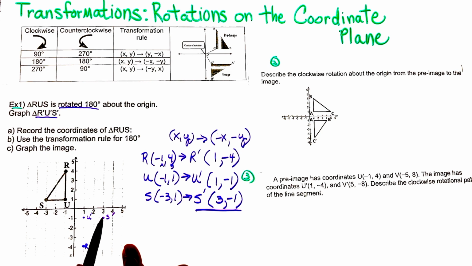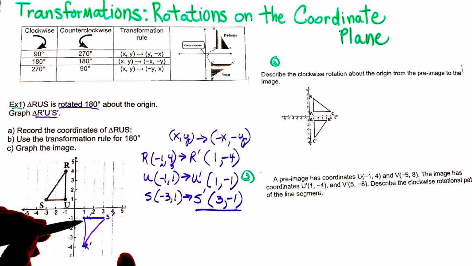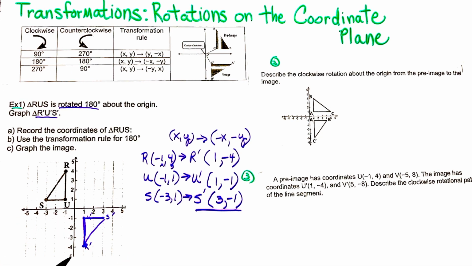I am going to connect those 3 points. Sorry about not drawing that line very straight. It's really hard. That's going to bother me, so I'm going to kind of straighten it out. There we go. So when we see this is the pre-image, this is our image, the rotation is 180 degrees about the origin. Okay, so again, chart, very important.